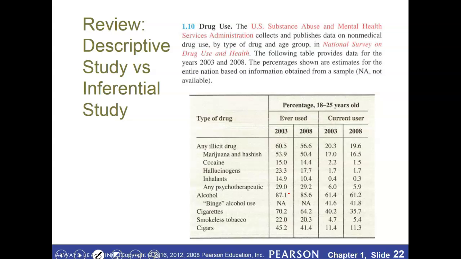So let's take a look at this particular situation. The U.S. Substance Abuse and Mental Health Services Administration collects and publishes data on non-medical drug use by the type of drug and by the age group. So the survey was done, and the following table provides data for the years 2003 and 2008. The percentages shown are estimates for the entire nation based on information from a sample. Okay, so you can look at hallucinogens. In 2003, we were at 23.3, but in 2008, it went down to 17.7. And so there's a whole bunch of information that you can see here.